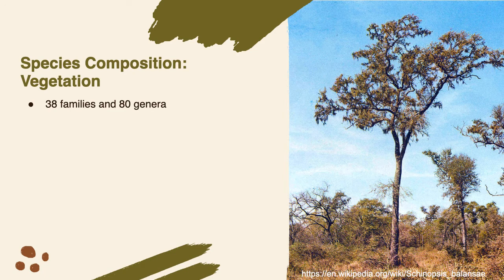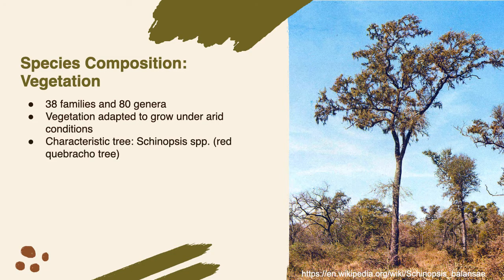In the Gran Chaco, there are 38 families and 80 genera of plants, which are mainly adapted to grow under arid conditions. The characteristic tree, which I have here on the right in the slide, is the red quebracho tree, and other species include Hericea bonplandii and multiple species of legumes.